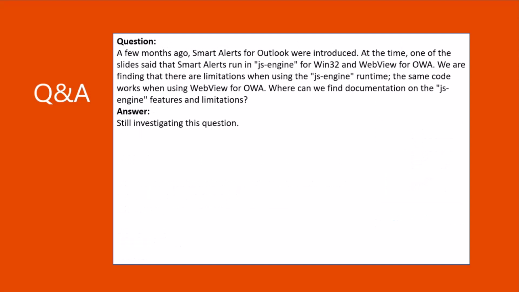All right, moving on to the Q&A portion of this month's call. It was pretty short this month. We received this question about smart alerts for Outlook yesterday, regarding that they were introduced a few months ago. At the time, one of the slides says that smart alerts runs in JS Engine for Win32 and WebView for OWA. We were finding that there are limitations when using the JS Engine runtime. The same code works when using WebView for OWA. Where can we find documentation on JS Engine features and limitations?